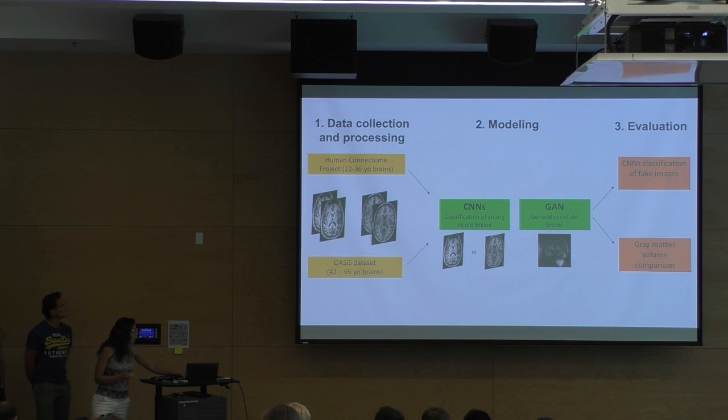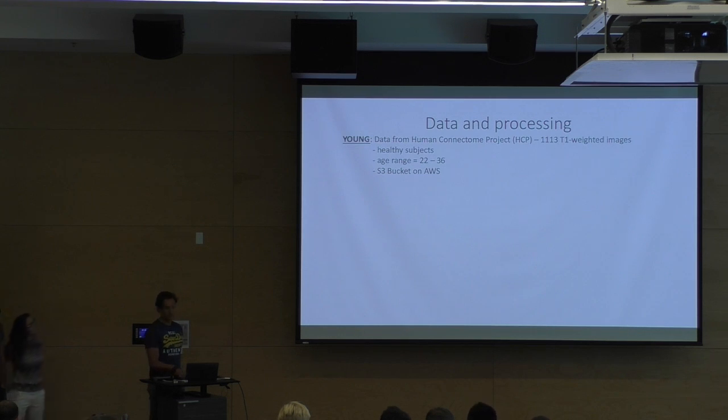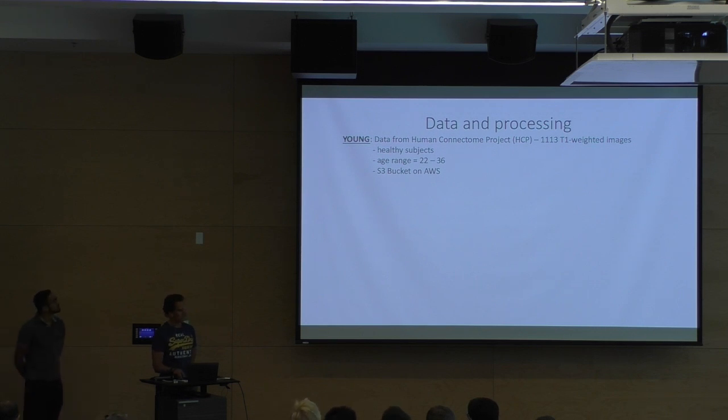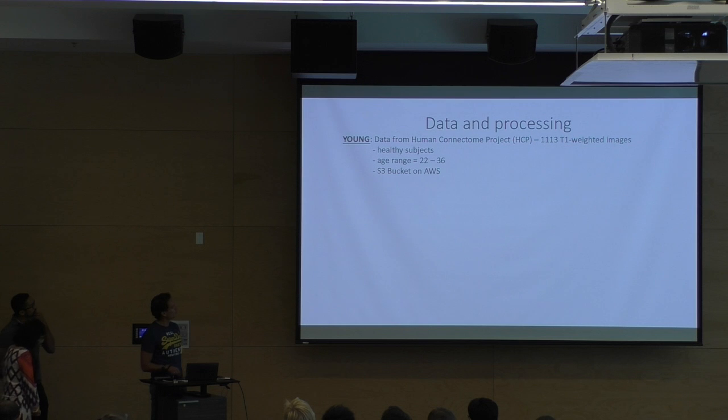And so, about data processing. These methods require a lot of data, and we used two data sets. We used a young data set, data from the HCP project, and we took over 1,000 T1 weighted images. The age range is between 22 and 36, and these data sets were on the Amazon S3 bucket.